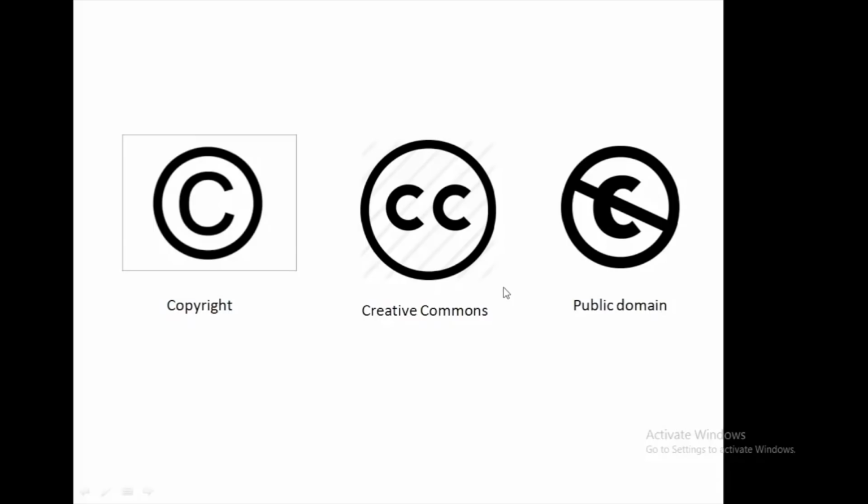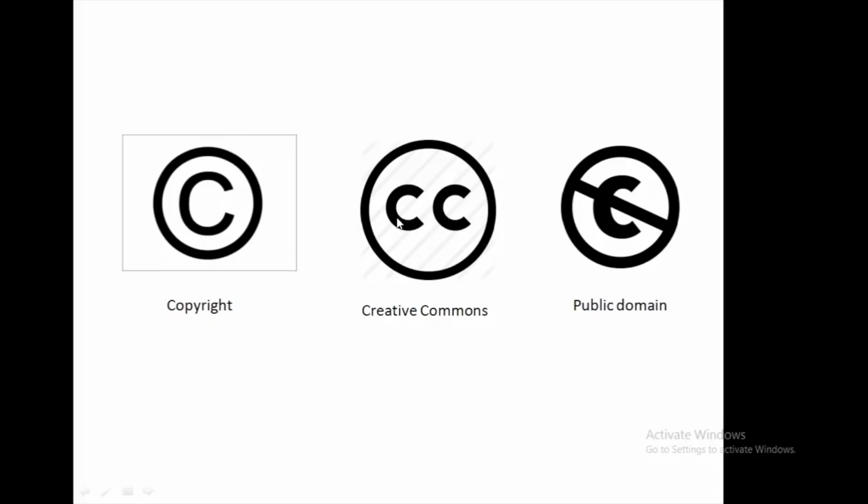Another is the extreme end of copyright, which is public domain. So if you find any symbol like this, then you can use it freely and you don't need to attribute anyone. So this is the symbol which you can look for if you want to use any content freely and without any attribution. In between these two there lies Creative Commons licensing.